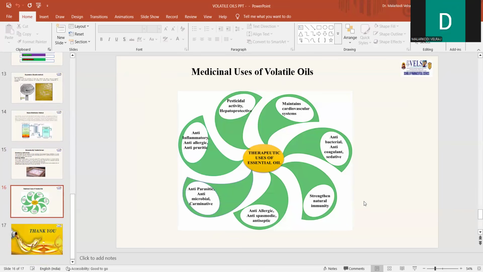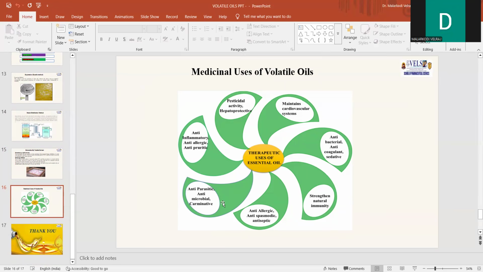Medicinal uses of volatile oils. The therapeutic uses of essential oils have a different range. They are used to maintain the cardiovascular system. Sometimes the volatile oils are used as antibacterial and coagulant sedatives, and they are used to strengthen the natural immunity. The volatile oils are also used as anti-allergic, antispasmodic, and antiseptic.